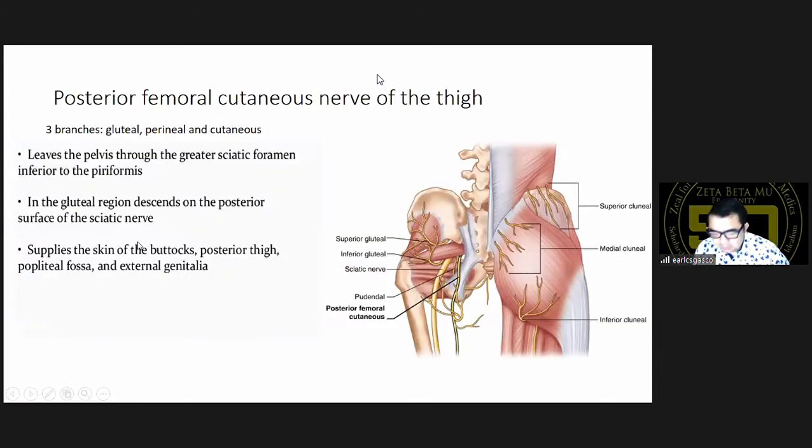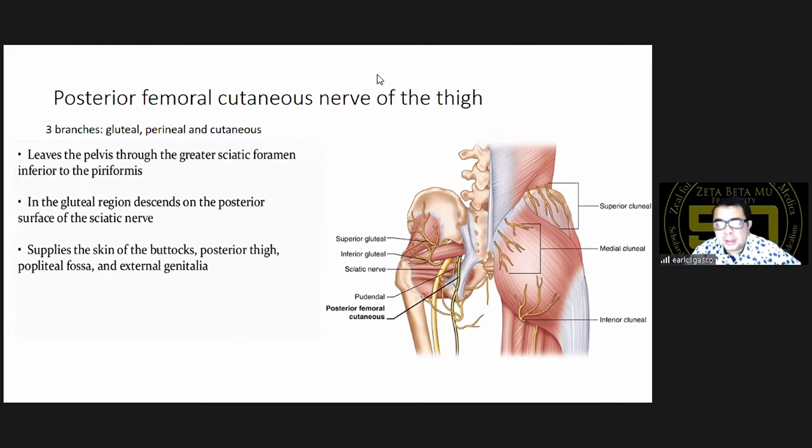Next, we have the posterior femoral cutaneous nerve of the thigh, which has 3 branches: the gluteal branches, skin over the lower medial quadrant of the buttocks. We have the perineal branches, skin on the back of the scrotum and the labia majora, and the cutaneous branches at the back of the thigh, reaching as far as the posterior part of the leg.